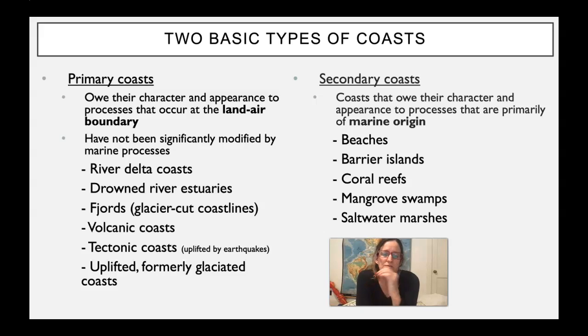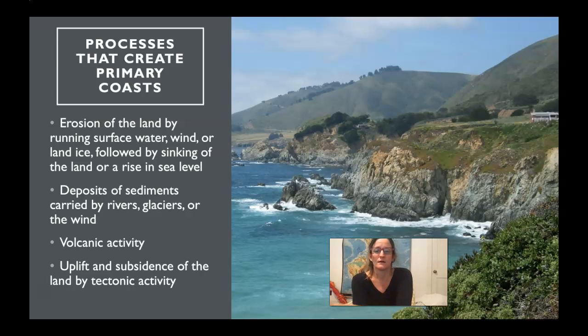So a secondary coast is going to be really more about the marine influence. So these would be places where there's a beach. There are places where there are barrier islands, coral reef offshore, mangrove swamps, and saltwater marshes. So these are all characterized by influences of what's going on with the water. All right. So processes that create these primary coasts: erosion of the land by running surface water, wind, land, ice, followed by sinking of the land or rise in sea level.